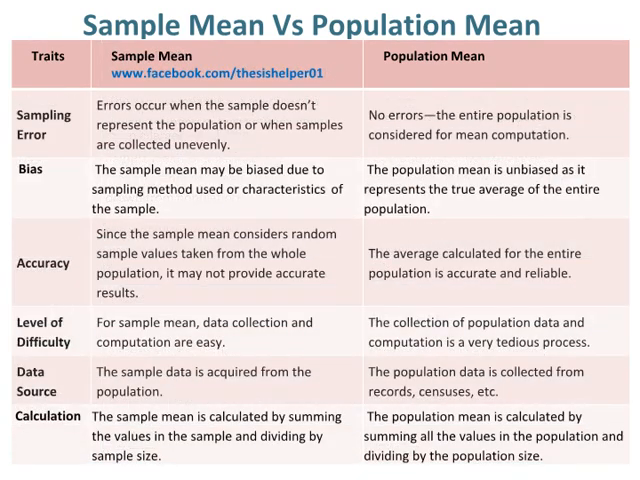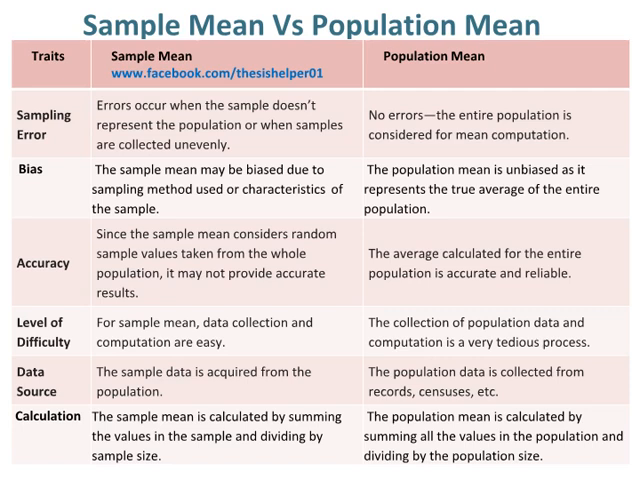Errors occur when the sample doesn't represent the population or when samples are collected unevenly. Whereas, no errors, the entire population is considered for mean computation. The sample mean may be biased due to the sampling method used or characteristics of the sample. Whereas, the population mean is unbiased as it represents the true average of the entire population. Since the sample mean considers random sample values taken from the whole population, it may not provide accurate results. Whereas, the average calculated for the entire population is accurate and reliable.